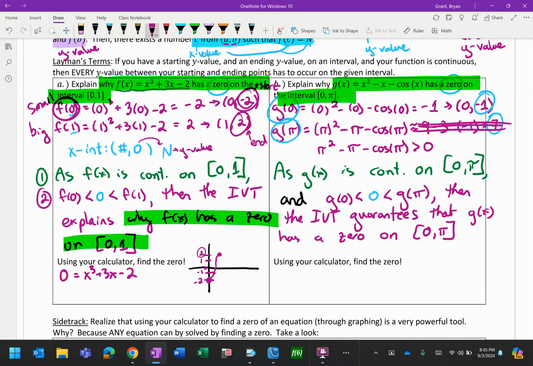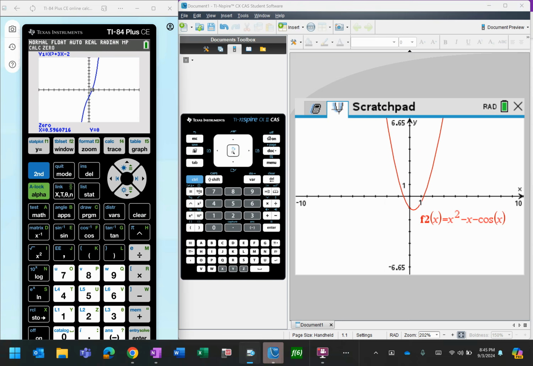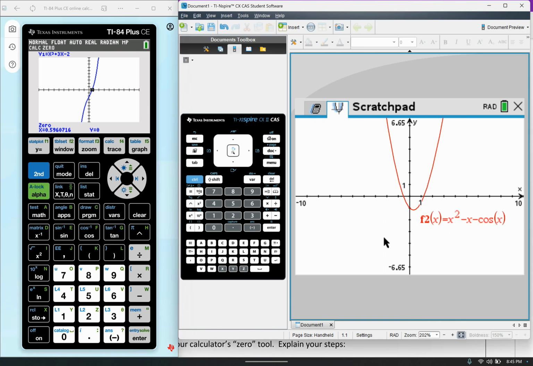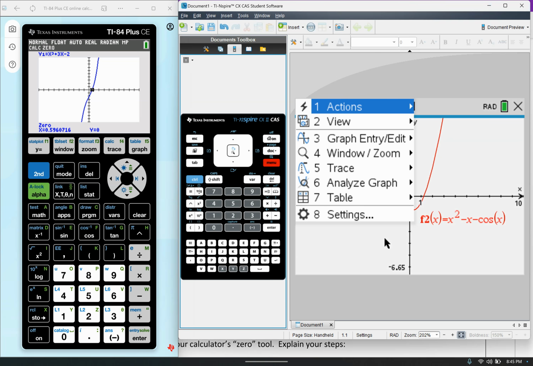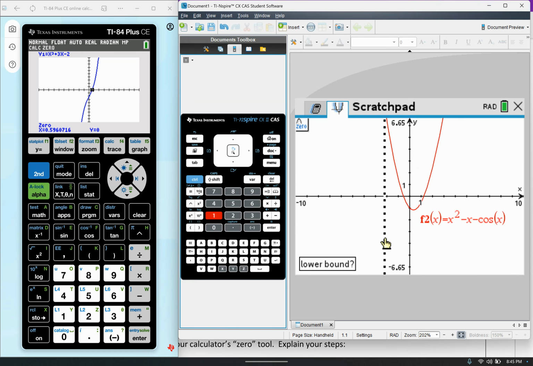Okay, to do this on the 84, I'll just keep both these up here because why not? To do this on the 84, the Inspire, everything on the Inspire is in menu. So I'm just going to hit menu right here, and then we're going to go to Analyze Graph, which is 6. The top option, 1 is 0. Now once you're here, I would really suggest you just lightly run your finger over the trackpad up at the top so that you can move this dashed line from left to right.